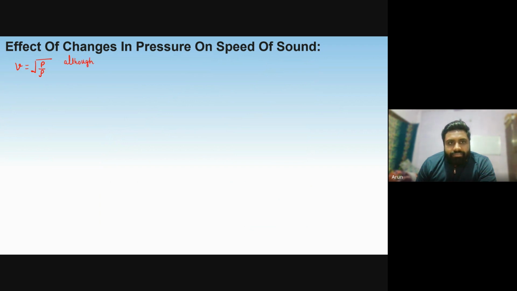although it seems, try to note it down, it seems that speed is dependent on pressure in this expression.